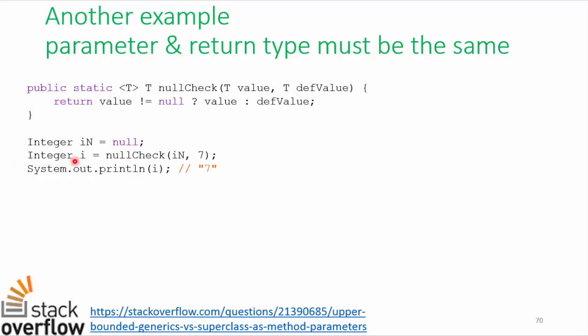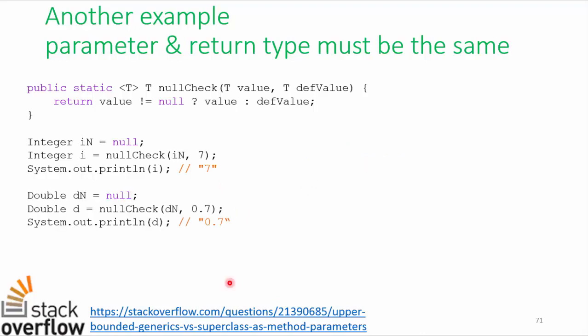So then you have an integer I, and you want to assign it a null check of in. So you look at whether in is null. If in was not null, I would return its value and store it into I. But because it's null, I'm going to get instead the default value that is specified as second parameter, in this case, 7. So after this call, when I system.out println the value of I, I get 7. That is okay. That is what we actually expected.